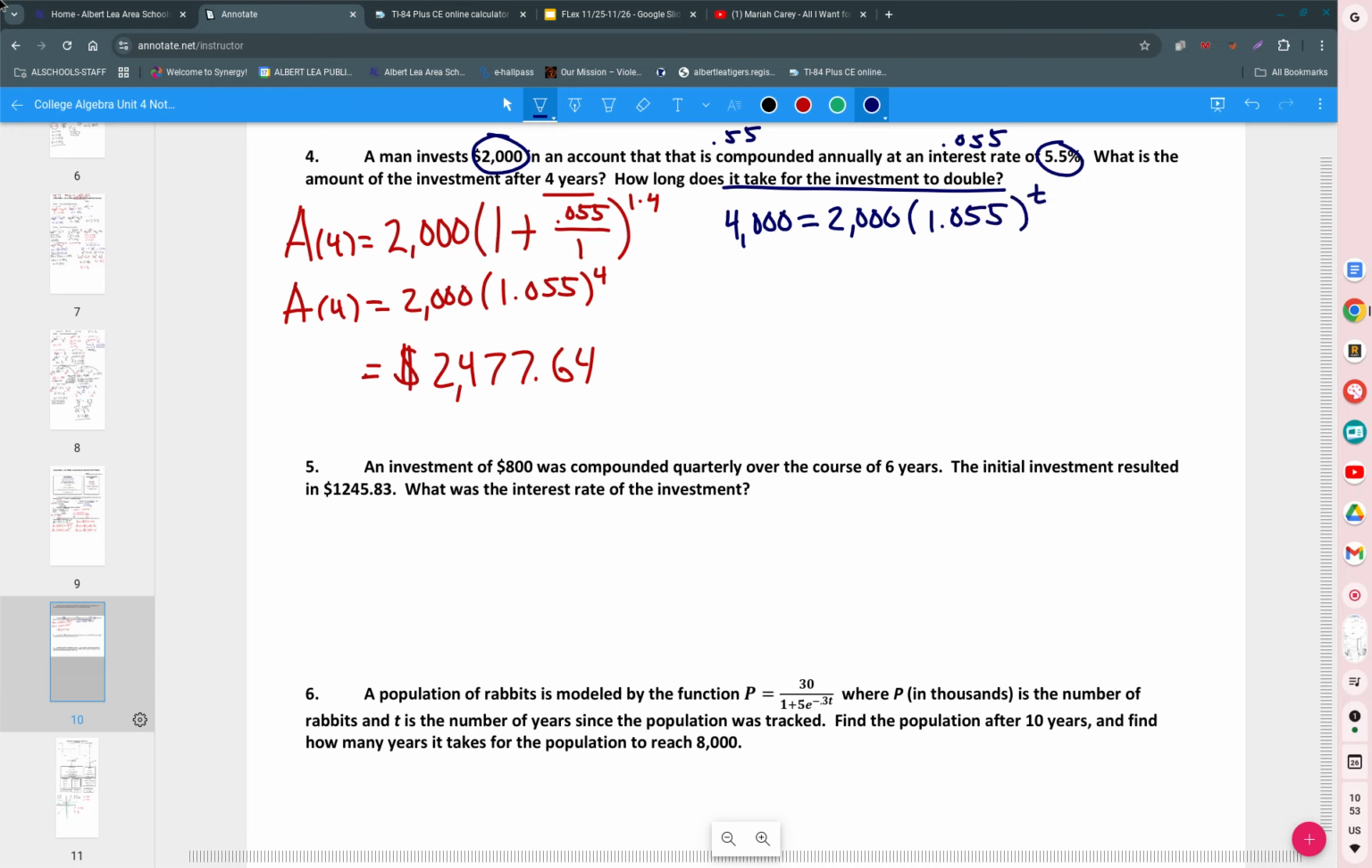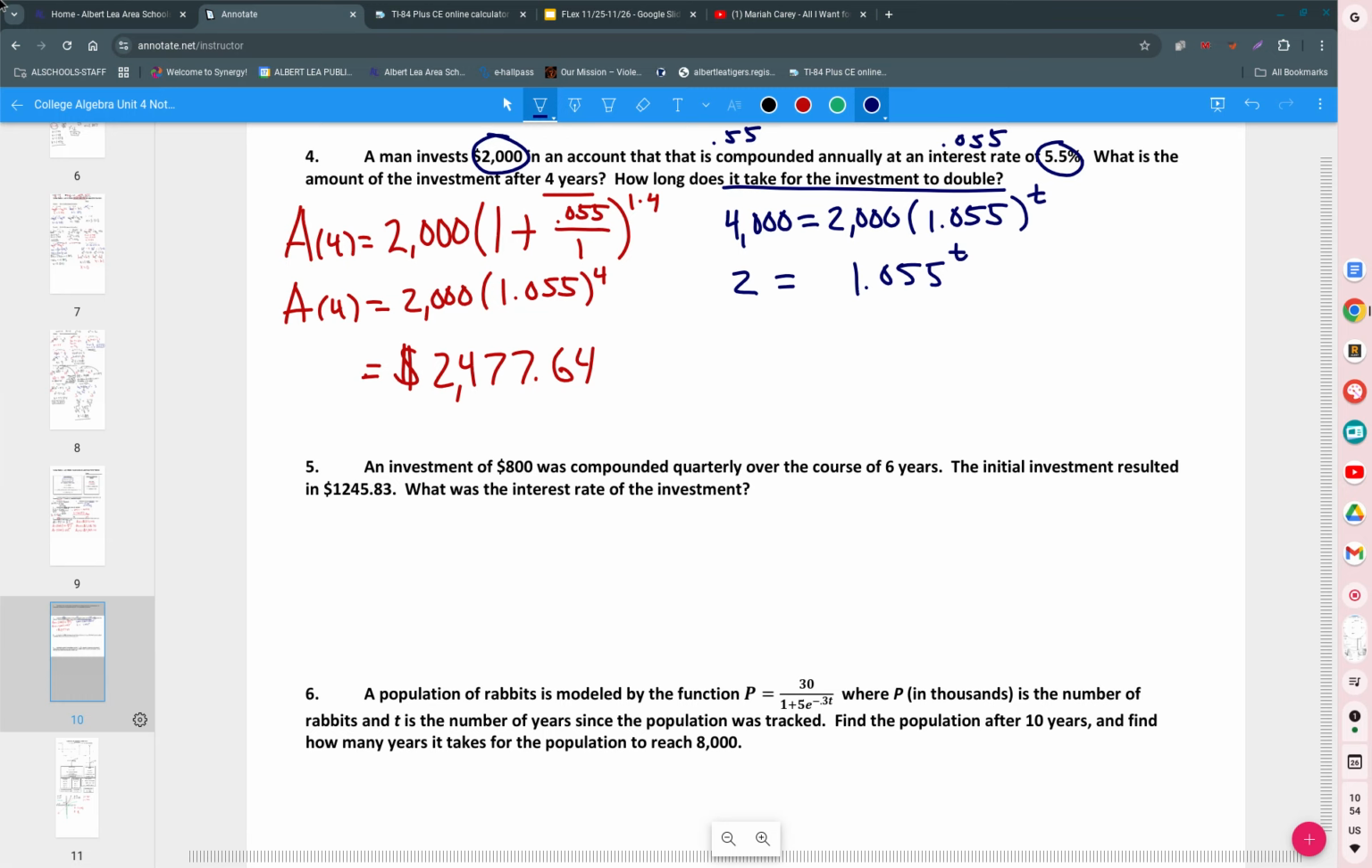Carter, what do you think? 16 years. Let's see. I'm going to see when it doubles. So 4,000 is equal to 2,000 times 1.055 raised to the t power. Okay, so that t is the years that we're solving for. We're solving for that exponent. I divide both sides by 2,000, and I get 2 is equal to 1.055 raised to the t power.